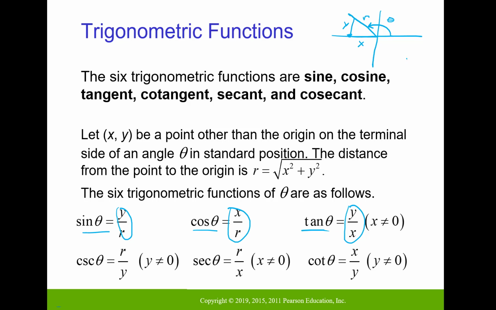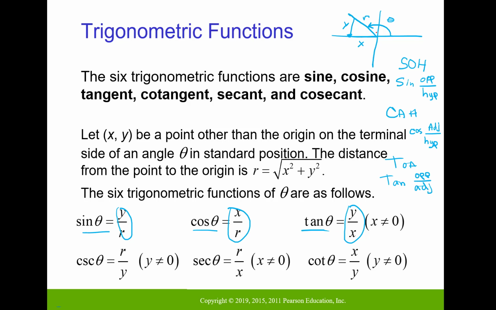And so you can say that SOHCAHTOA, it's an easy way to remember it. So sine is the opposite side of the triangle over the hypotenuse. Ka is cosine. So cosine is the adjacent side of the triangle over the hypotenuse. And then TOA, tangent, is that tangent is the opposite side over the adjacent side.